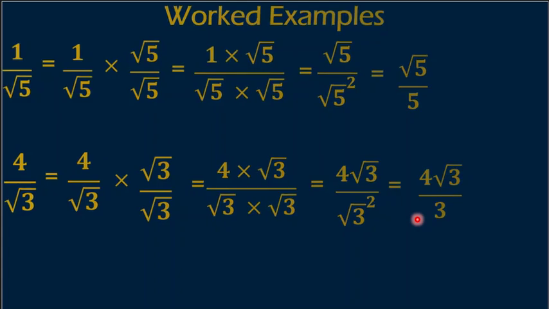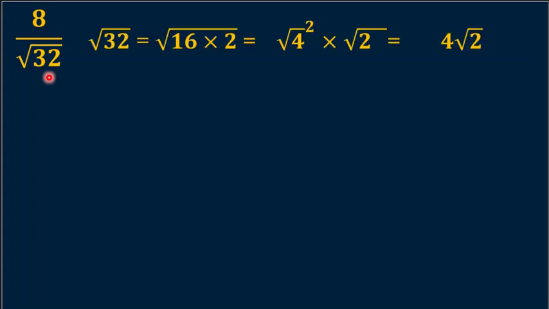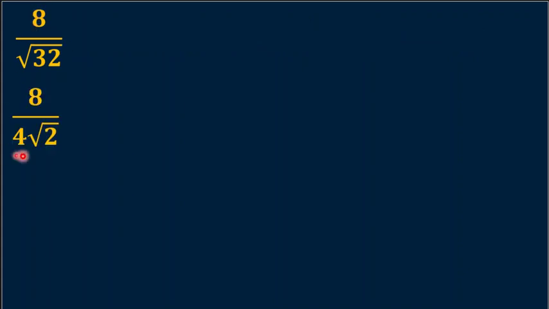Let's look at a more challenging question and see how we can go about it. 8 over square root of 32. If you look critically, you can see that 32 needs to be simplified first, and this is how we go about it. 32 is 16 times 2. 16 is 4 squared times 2, and that is what we have here. 4 squared times root 2 now becomes 4 root 2. And so instead of having 8 over root 32, we now have 8 over 4 root 2. Right. Now this is our surd expression we have to multiply through. And so we multiply through by 4 root 2 over 4 root 2.